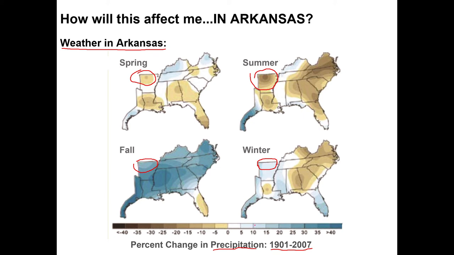These are changes we've already seen, right? These aren't predictions. This already happened, right? This isn't what's going to happen. This already happened, and you can imagine that these trends will just continue. It will get less water in the summer, less water in the spring, wetter in the winter, much wetter in the fall.